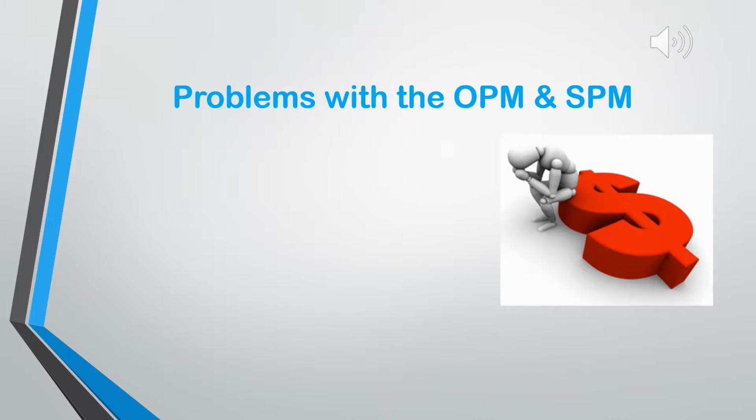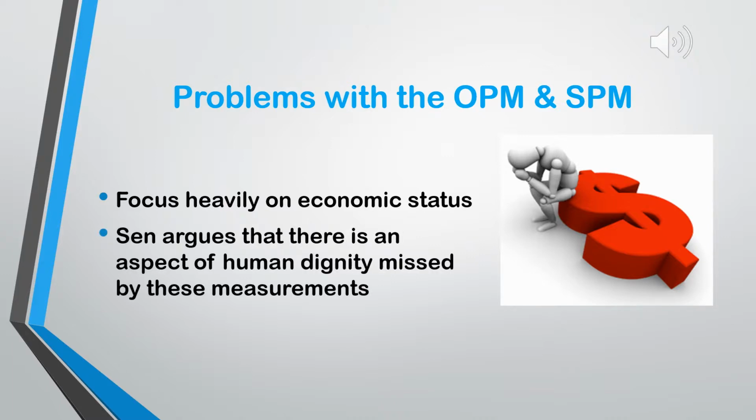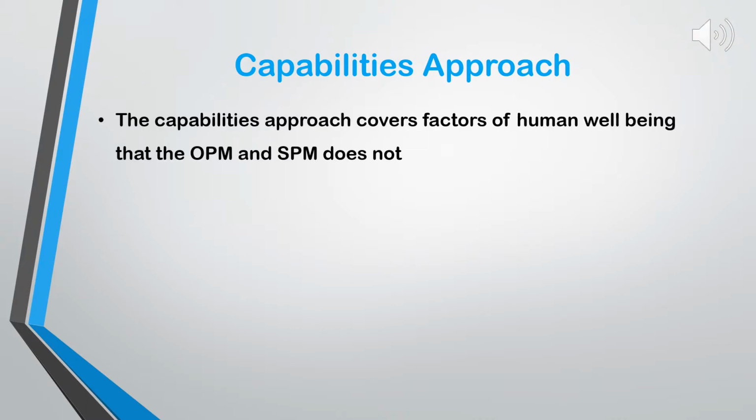Now that we have an understanding of how the OPM and SPM work together to provide policymakers with information about impoverished individuals, it's important to understand what these two measurement systems are lacking. Both systems focus heavily on the economic status of the person. However, some moral philosophers, such as Amartya Sen, argue that there is an aspect of human dignity that is missed by these economic measurement systems. Sen's method of identifying capabilities and functionings to determine poverty attempts to get at some of the things that the OPM and SPM cannot measure in their current states.